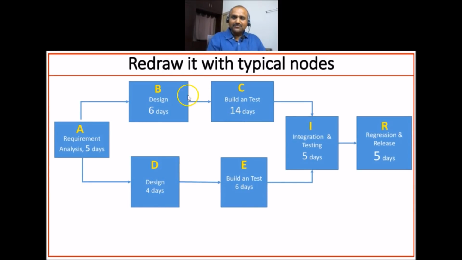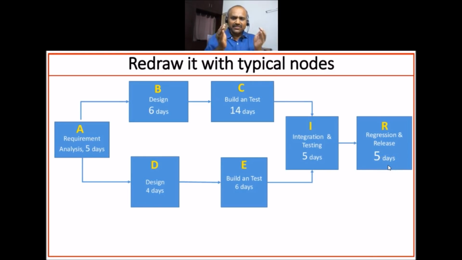Now, after you complete these two modules, you integrate them. That's why you have integration and testing for 5 days. So naturally, when B and C are completed, that means one path is completed, and you integrate it with the other path D and E. And then finally you do regression and release for 5 days. So this is the summary.